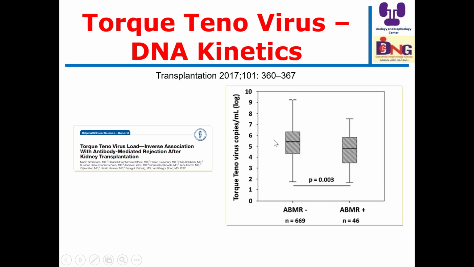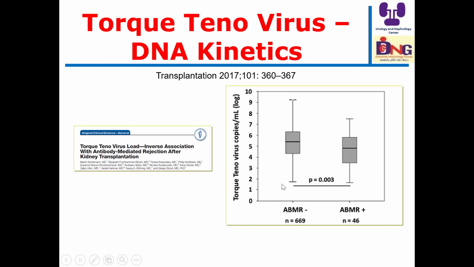Another very interesting one is to measure this virus, torque teno virus, DNA, and the kinetics. What do I mean by kinetics? It changes the level. So torque teno virus level is a reflection of the efficacy of immune suppression. So if you find it, this means that the patient is adequately suppressed. If it was high and then reduced in level, this means the immune suppression is not adequate.